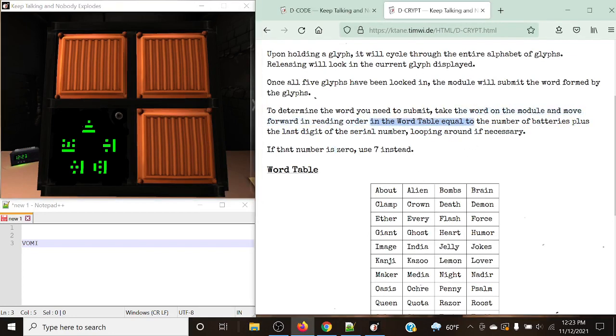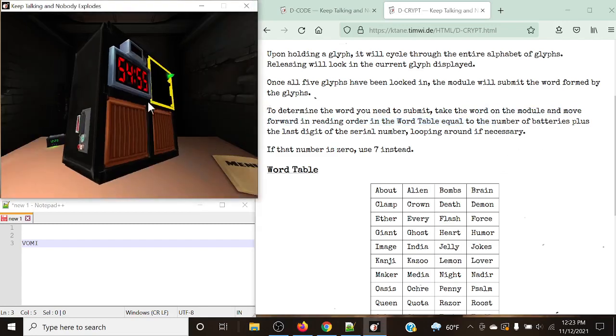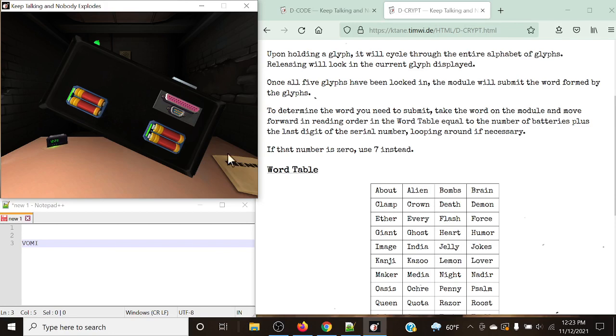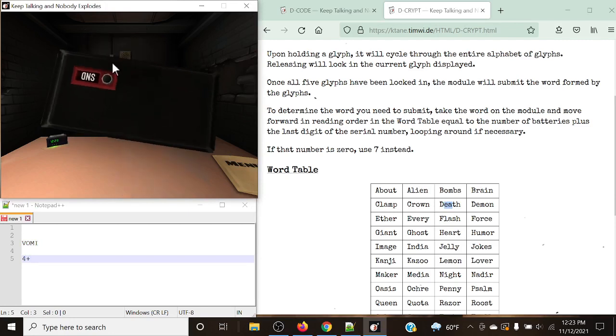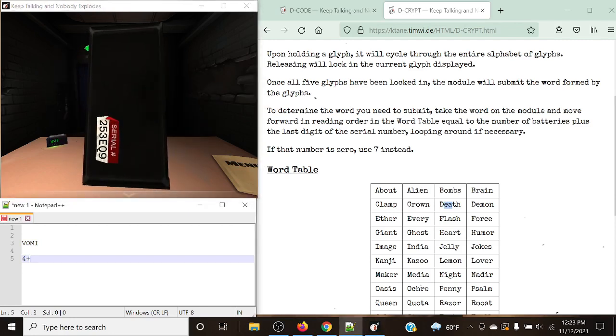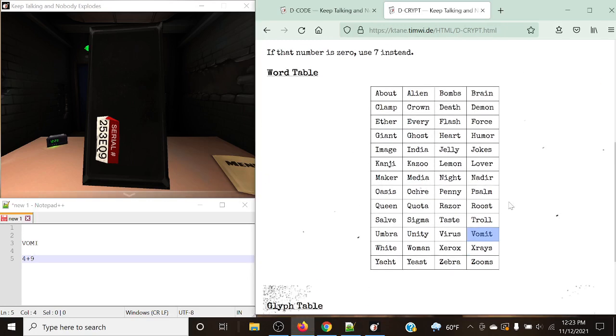We're going to shift it forward in the word table equal to the number of batteries, which we have 4 of. So we have 4 batteries plus the last digit of the serial number, the last digit being a 9, so 4 plus 9. Looping around if necessary. If the number happens to be 0, we're simply going to use 7 instead to shift forward. We're going to shift forward by 7.